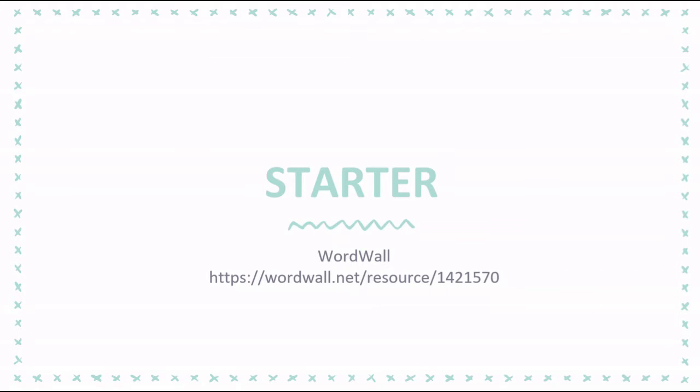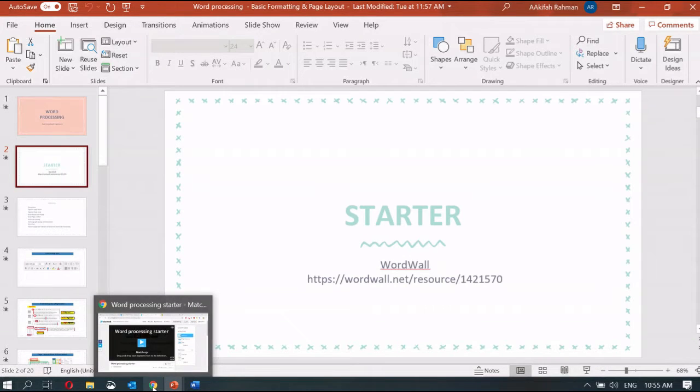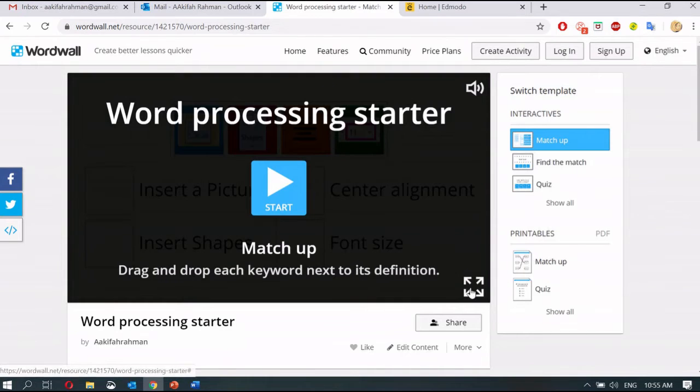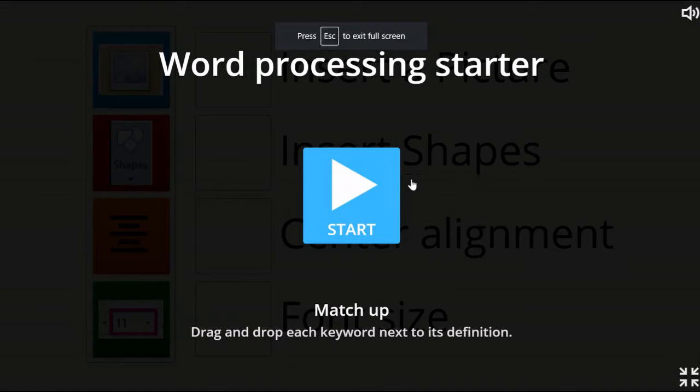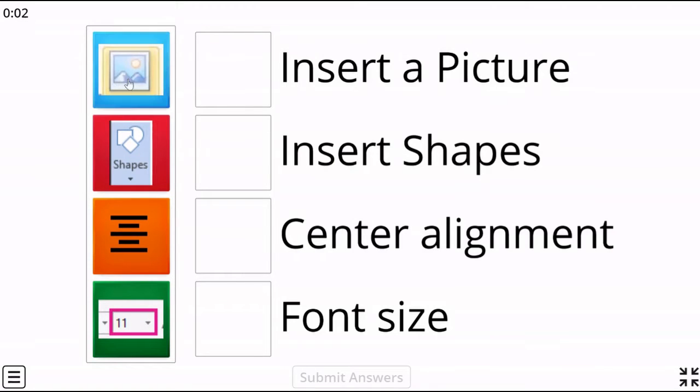As a starter for today's lesson, I have a word wall activity for you. So let's see what that's about. There's a starter over here, which is a matchup. So let's try playing the game. There are 4 pictures over here and 4 titles. You need to put the picture on the correct title. For example, these are icons in Word. You need to say what the icon stands for.